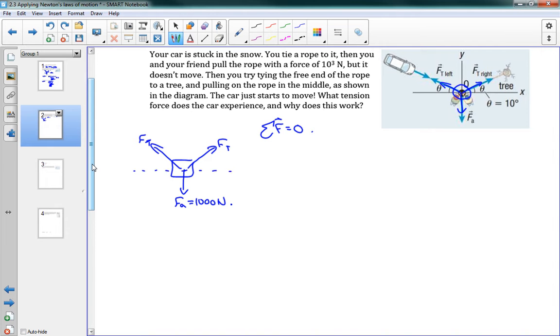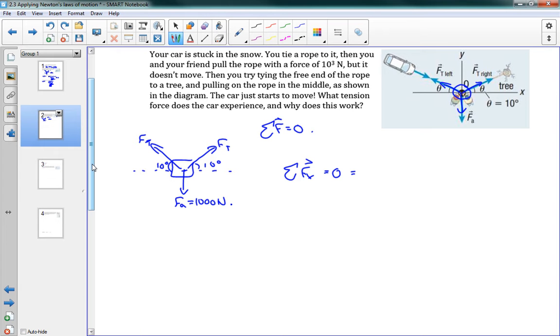I'm going to draw in the angles that we were given here. So we're told that the angle here is 10 degrees. 10 degrees here, 10 degrees here. Good. So now I can say, since we're in equilibrium, I can look at my net x force, which is equal to 0. And that makes sense, because to the right we have just the tension force, to the left we have the equal tension force. And remember that since this is a rope, in both directions the tension force has to be the same, because the tension is constant throughout that rope.